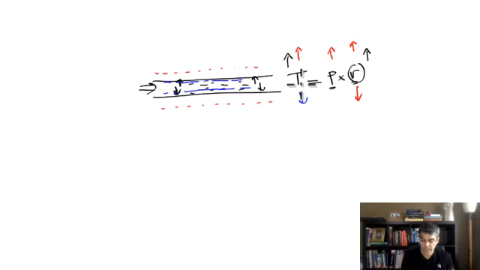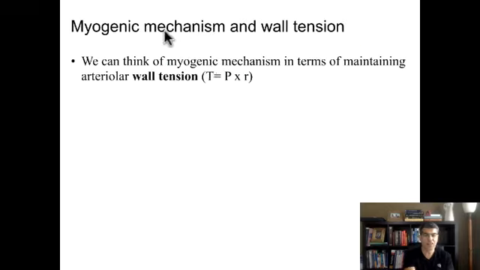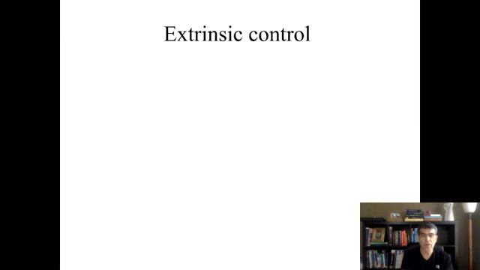So what I'm trying to tell you is I can explain myogenic mechanism using this wall tension or law of Laplace. Again, when the pressure goes up, the tension is going to go up, and if you're going to bring the tension back in, you have to decrease the size of radius. When you decrease the size of radius, then the tension also is going to decrease. So now we are done with intrinsic control.